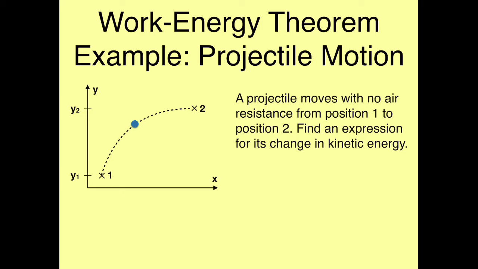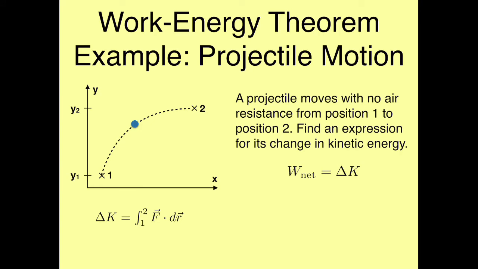So what we have here is a projectile which moves with no air resistance from position 1, which is down here, to position 2, which is up here, and it moves along this path to get there. What we want to do is find an expression for its change in kinetic energy. So to remind you, the work energy theorem says that W net is equal to delta K. That's what we'll be using. We want to find delta K, the change in kinetic energy.